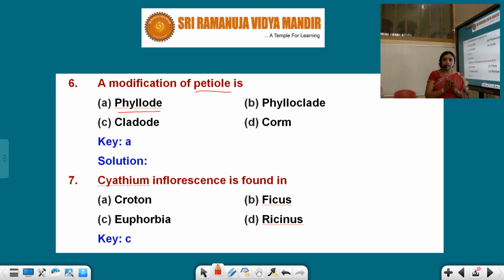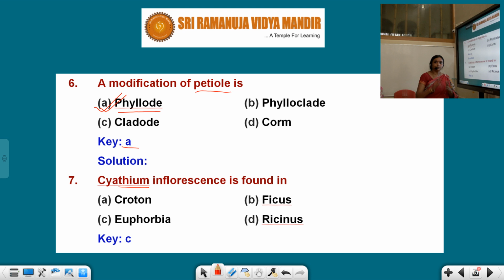Cyathium inflorescence is found in Euphorbia. Again, Cyathium inflorescence is very, very important. All the examples you have to learn by heart. Of course, you may think these are similar questions, but they are not. There in Cyathium, we asked how many male and female flowers are there. Here the question is, which is the example? That means you have to remember the examples, understand the concept, and learn all those things by heart, then only you can answer. And in the meantime, you have to practice more and more types of questions, because a question can be asked in any way.